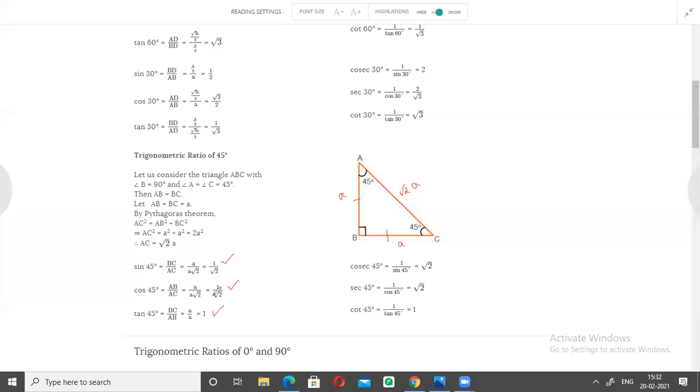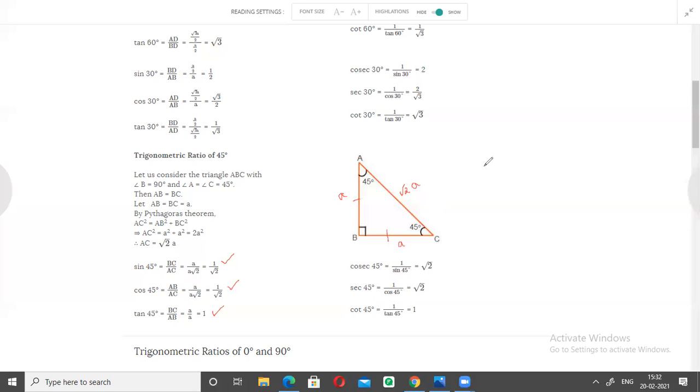Once we get sine, cos and tan, the remaining, that means cosec will be the reciprocal of sine. So it will be root 2. Again, sec 45 degrees is the reciprocal of cos, that is root 2 again. And cot 45 degrees is equal to 1. Then, we got the trigonometric ratios for the angles 30 degree and 60 degree from the first equilateral triangle and 45 degree from this isosceles right triangle.